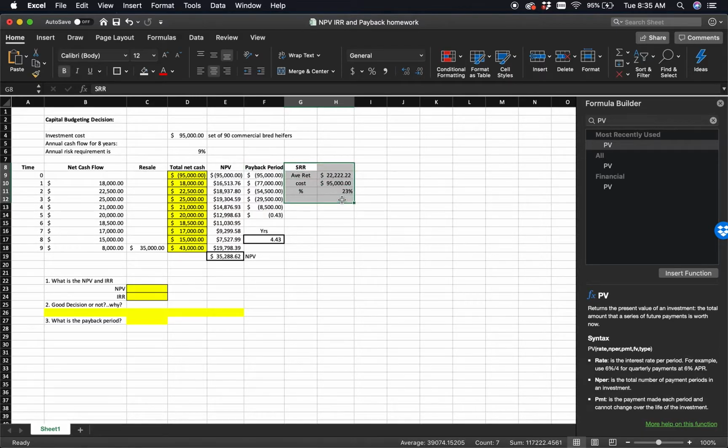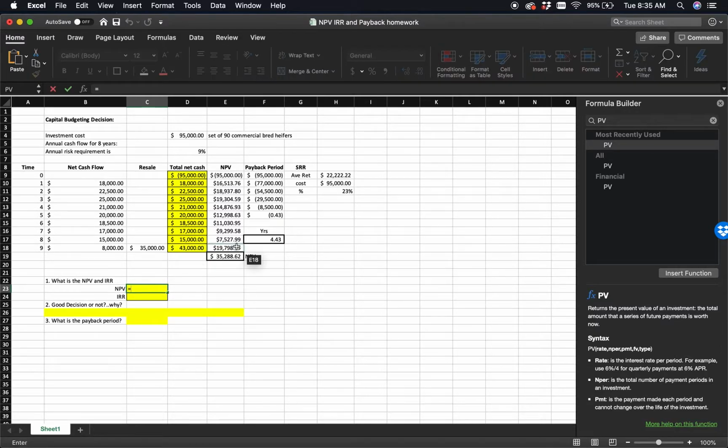Simple rate of return focuses not on time, nor does it focus on risk, so it's probably less useful. The most useful analysis for capital budgeting, at least the more straightforward approach, is called net present value. And that's how you perform it here. So what would be some of the questions below here? Well, all right, what is net present value? Net present value is $35,000.